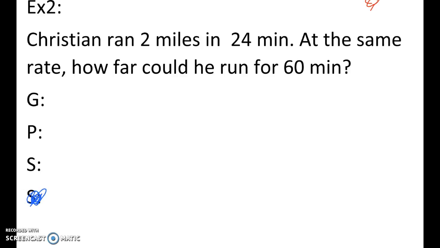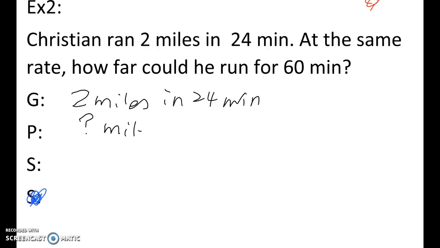First, we're given one person, so we don't need to write two people's names on here. We just write the numbers. He can run 2 miles in 24 minutes. And what is the question problem they want us to solve? They wanted us to know how far, so how many miles could he run in 60 minutes?